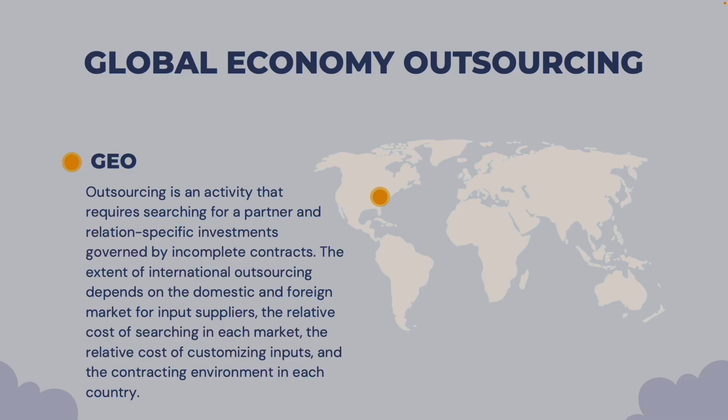And the material lists things that influence how much outsourcing happens, like how easy is it to find suppliers at home versus abroad? What's the cost of searching for that partner, the cost of customizing things for them, and, really importantly, what's the general contracting environment like in each country? Is the legal system reliable? So if it's really hard to find a trustworthy partner, or if the legal system in another country feels risky, companies might shy away from outsourcing there, even if the labor cost looks cheaper on paper. Exactly. Those factors really matter in the decision.